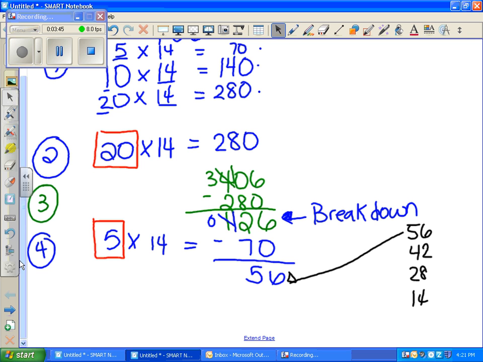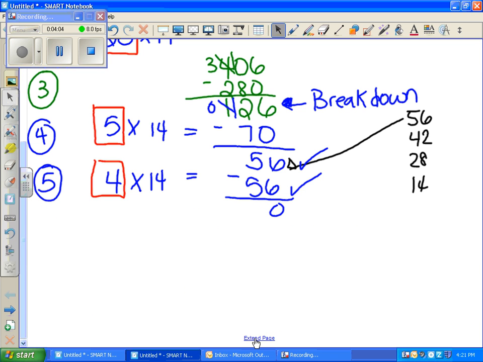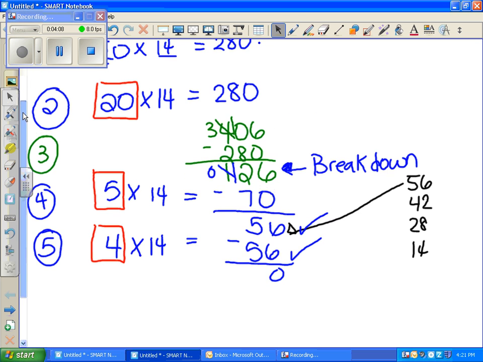So I come down to my next step. 4 times 14 is 56. I'm finished. I've cleared out everything. If I subtract, there's nothing left over. I come around, I box in my 4, and then I add up all my boxes to figure out what my final answer is.